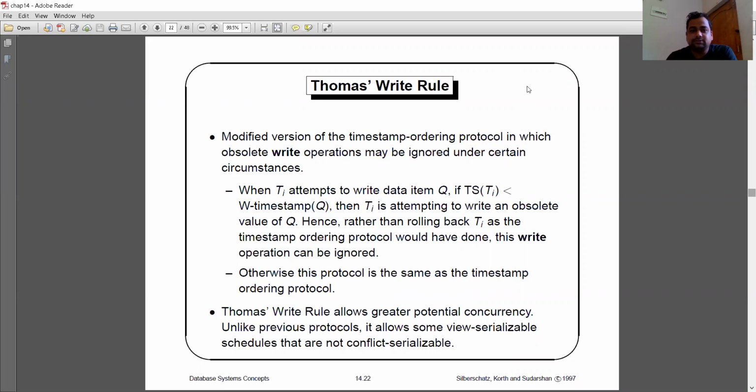So the next rule is the Thomas-Write rule. Based on that previous concept of how to overcome cascading rollbacks and achieve recoverability, this rule will be implemented. So there will be certain rules over here. We can discuss it. Timestamp ordering protocol.